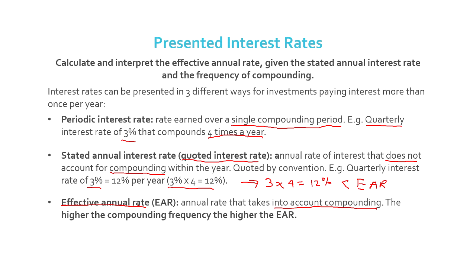To calculate the EAR, we're given a formula here which might look a little bit intimidating, but it's really pretty straightforward. We've got our EAR equals 1 plus our quoted annual rate R divided by n, the number of periods. So in this example, R divided by n is going to be our 12% divided by the 4 quarters in the year. So R over n would just equal 3%.